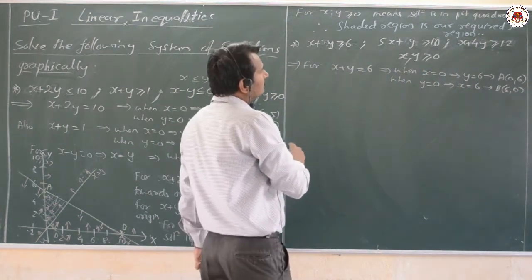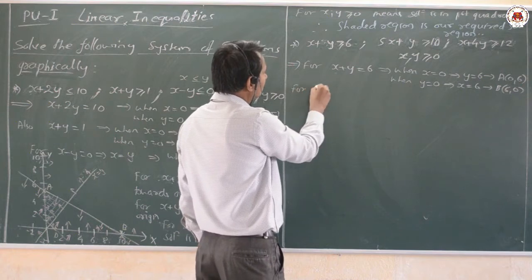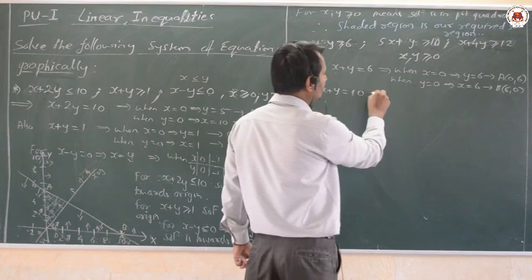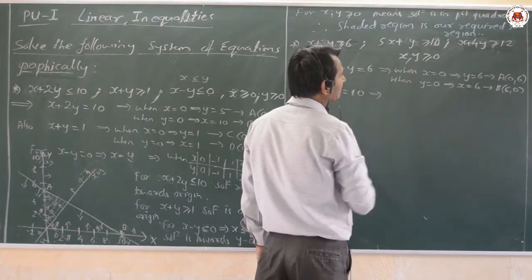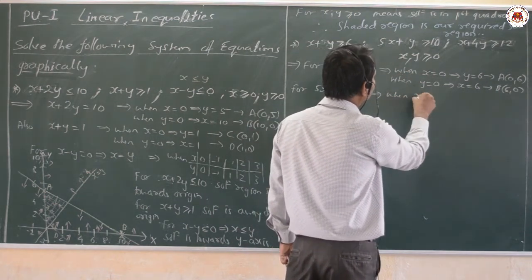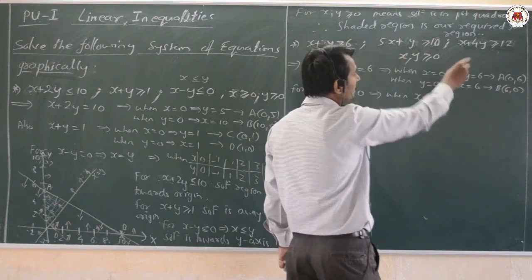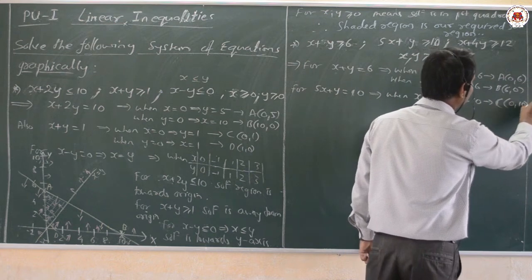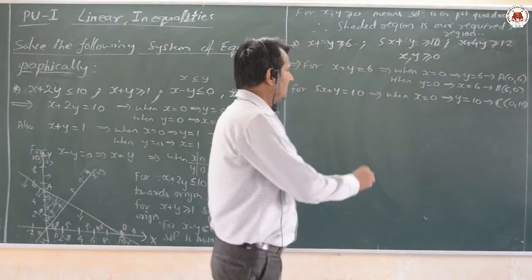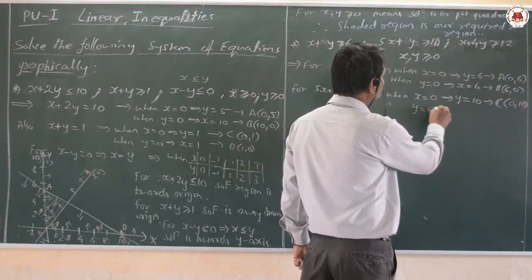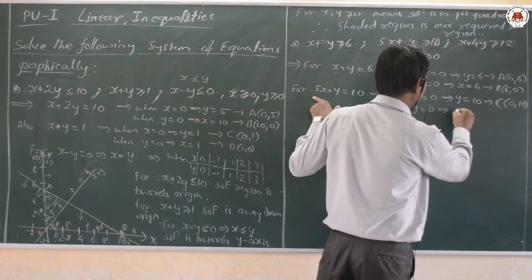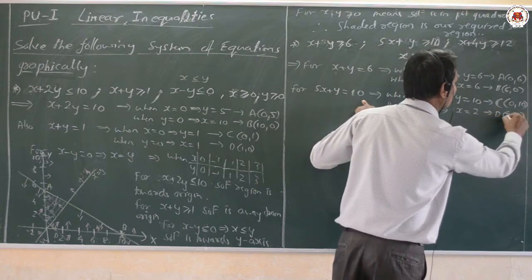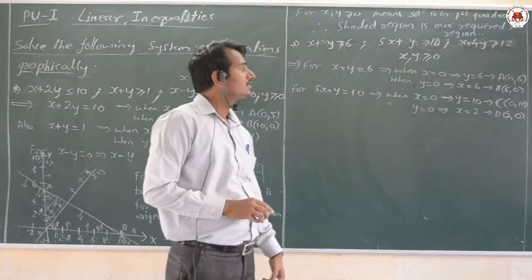Now similarly, the second line, 5x plus y equal to 10. When x equal to 0, what is the y value? Y value is equal to 10. Then the value for C will be (0, 10). And also when y is equal to 0, 5x equal to 10, x equal to 2. That is, the D coordinates will be (2, 0).